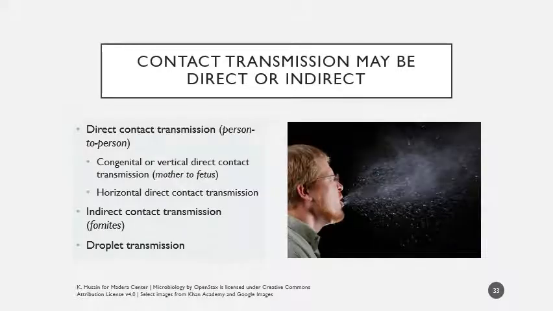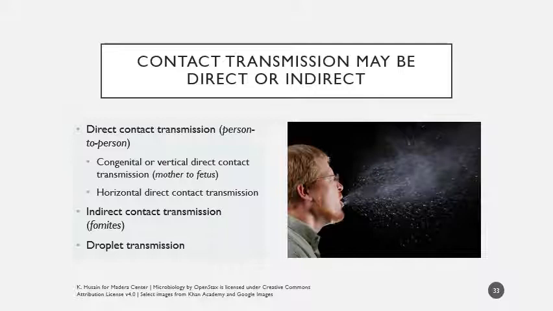So with direct or indirect contact transmission, direct contact or person-to-person contact might be congenital, or it might be person-to-person through touch and interaction, or different bodily fluids. It might be from mother to fetus or mother to baby through congenital or vertical direct contact transmission. There's also horizontal direct contact transmission. So again, like shaking hands with your friend or high-fiving them or being too close when you're studying for an exam.